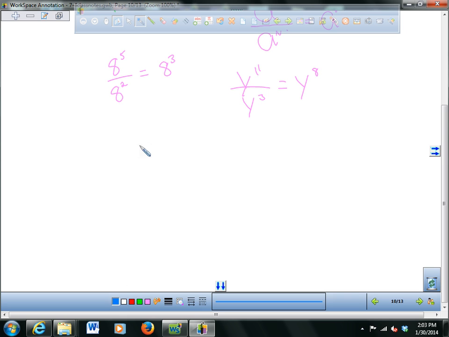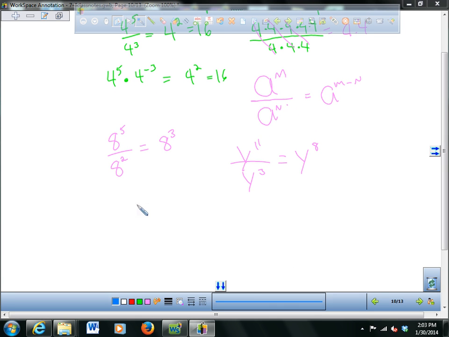So what if I had M to the 2nd over M to the 9th? Who could tell me what that would be? Sam? Oh, very nice, okay. M to the negative 7th, which could be rewritten as what? 1 over M to the 7th. Nice, okay. 1 over M to the 7th. So if this number is negative, then I just subtract, same rules, okay? And then if it's a negative exponent and I want to write it without a negative exponent, I put it 1 over and make it positive. All right?